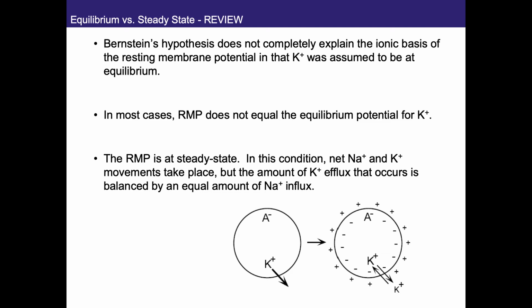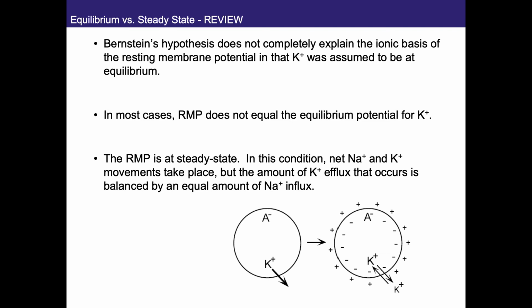But he did capture the essence, right? Most of the total conductance of all the ions moving across the membrane is due to potassium, 90%. So he did capture the essence. In most cases, again, the resting membrane potential does not equal the equilibrium potential. And just remember, the resting membrane potential is at steady state. So the amount of potassium efflux that occurs is balanced by an equal amount of sodium influx.